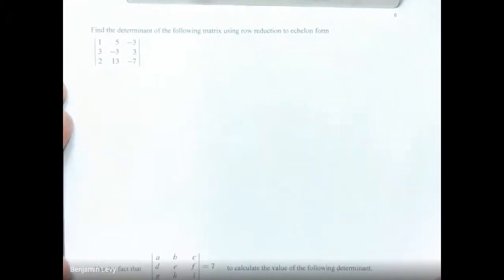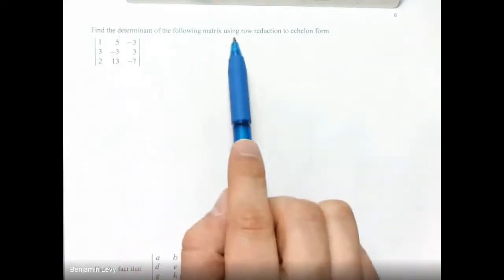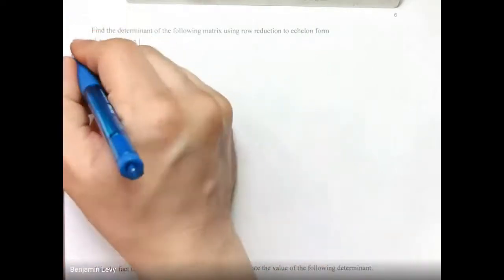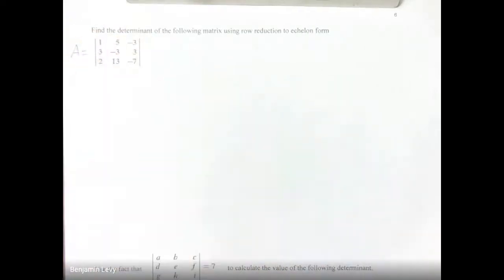So on the second page, you might see what's going on here already. Let's find the determinant of this. We're going to do the same thing, though. We're going to find the determinant by using row reduction to echelon form. So this is our matrix A. Let's row reduce this one again. Keep track of everything you're doing, and then see what happens with the determinant.